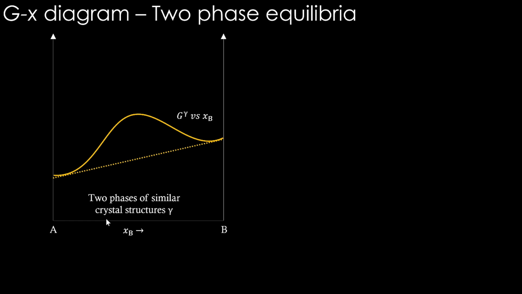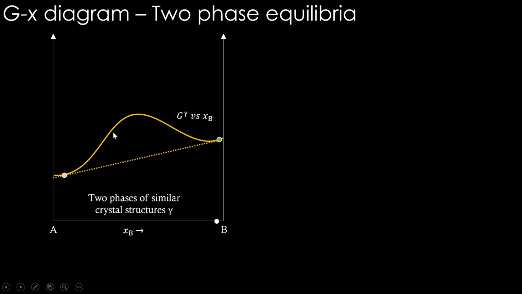What will be stable is something like this. You see, two phases of similar crystal structures, gamma, will be stable from this composition to this composition. For this entire range of compositions, you will have two phases, one with this composition, other with this composition, meaning a very low amount of B, very high amount of B, two separate phases. Both of them have gamma crystal structure. They will be in equilibrium. That's what will happen for this entire range of composition. Point 3 is part of it. So definitely at point 3, these two phases will be stable.